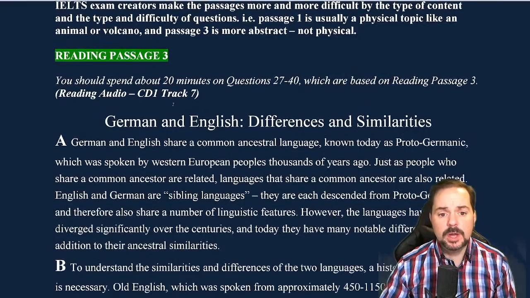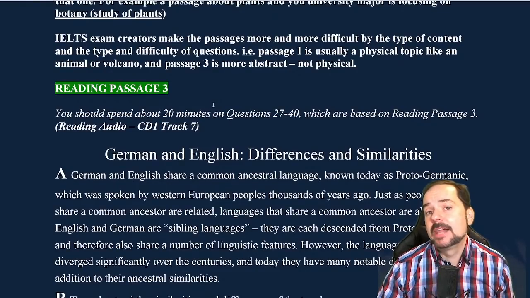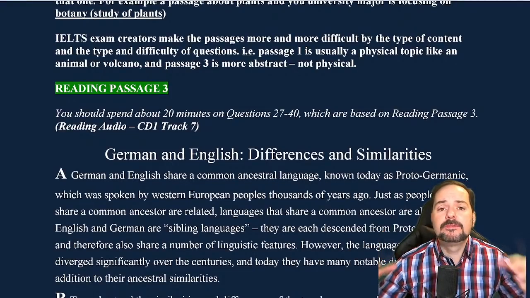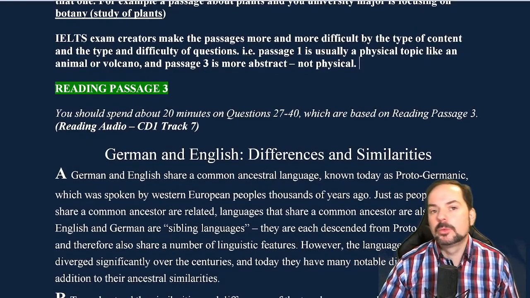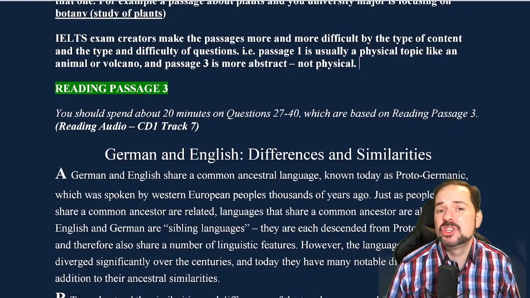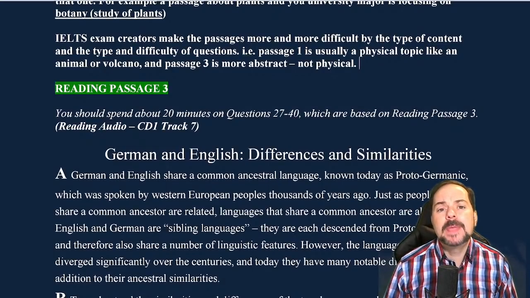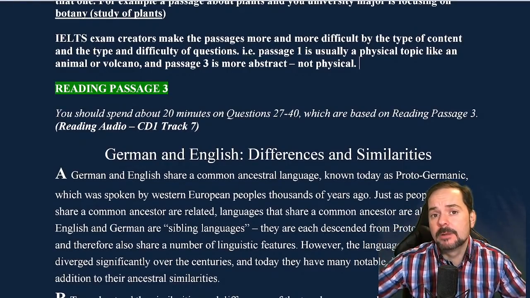So that's one way that IELTS exam makers can make passage 3 more challenging than passage 1, right? Talking about physical objects or physical real things, let's say. I don't like the word things, but in this case we can use it. So talking about buildings or some part of geography like a mountain or a volcano, as I mentioned. That's usually a little bit easier to understand because it's easier for us to visualize it. It's easier for us to talk about it, okay?